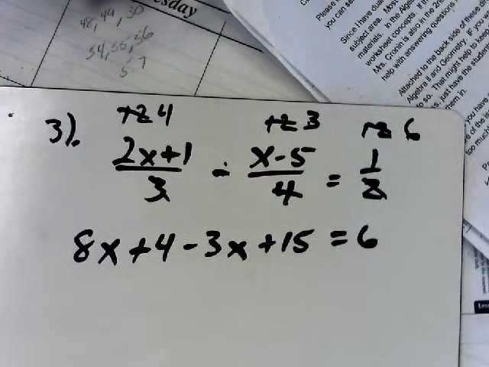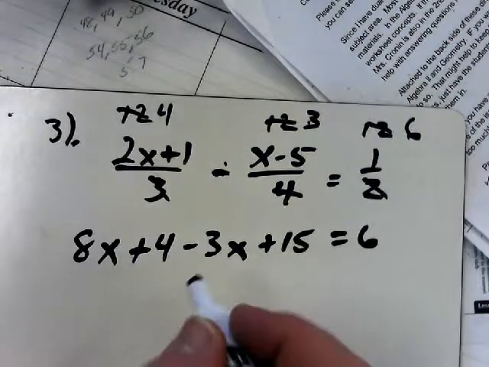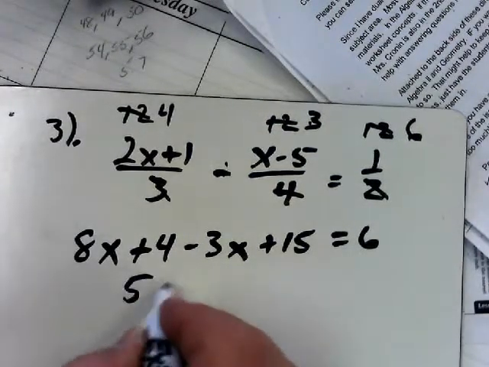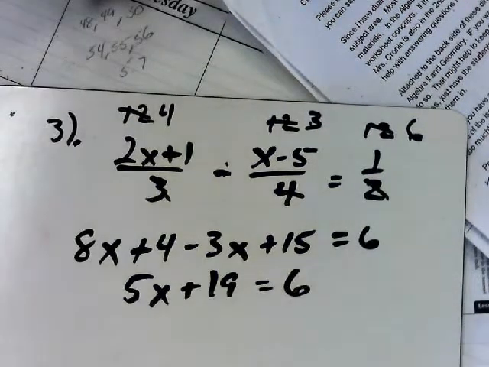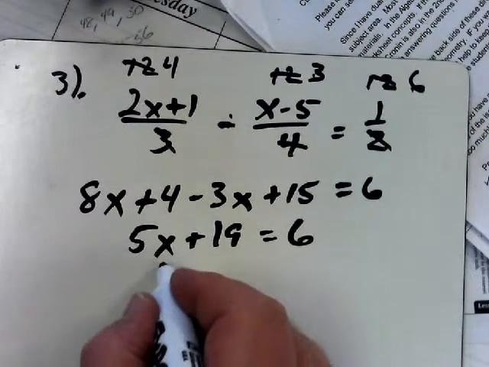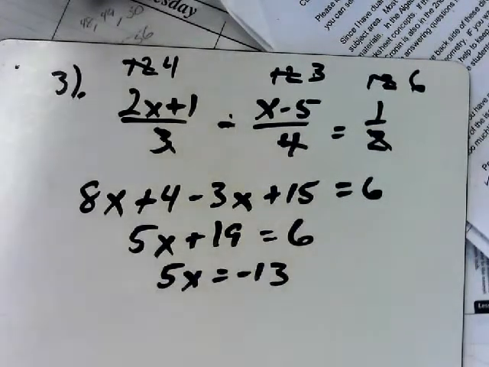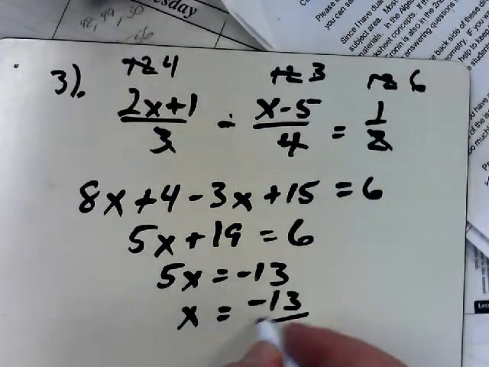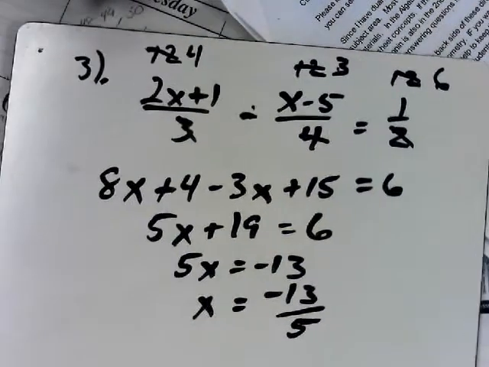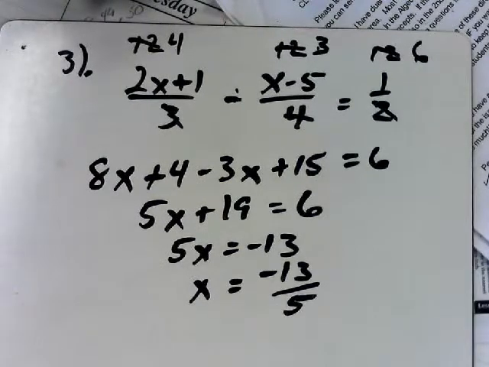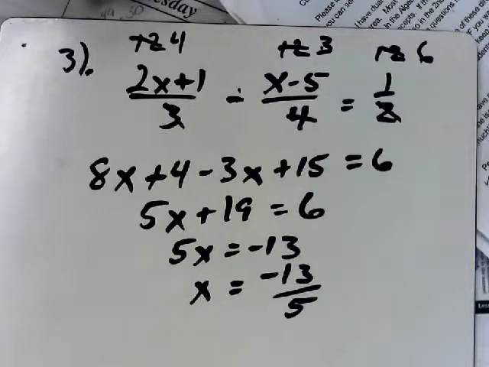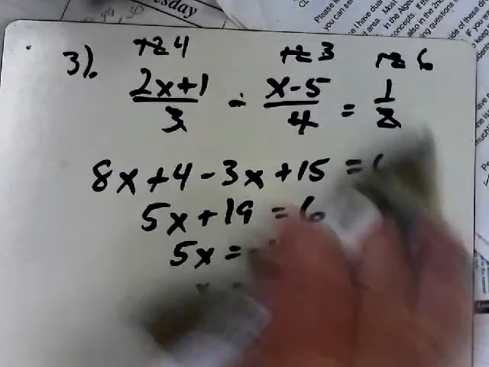How many people had that? Yay. 8x minus 3x is 5x. 4 plus 15 is 19 equals 6. Taking the 19 to the other side, it will be a negative 13. Dividing both sides by 5 would be a negative 13/5. Okay? Like I said, I'm hurrying through them.